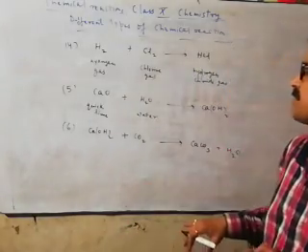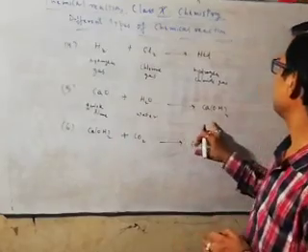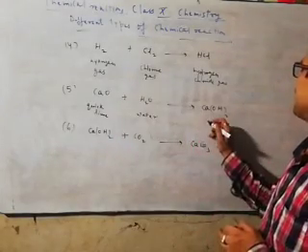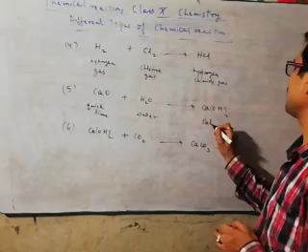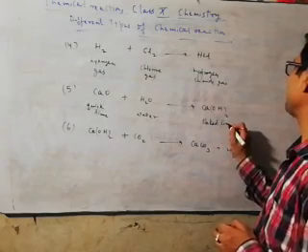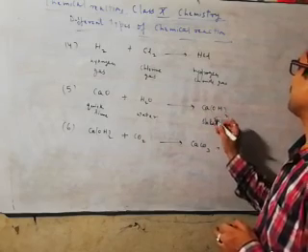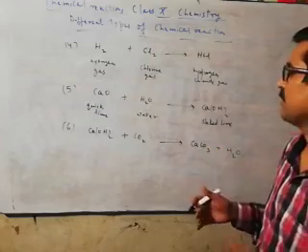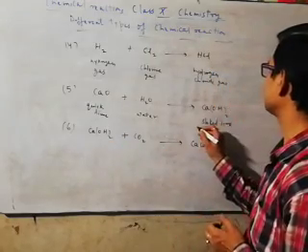Calcium hydroxide, the chemical name is calcium hydroxide, but it is also called slaked lime, the common name.